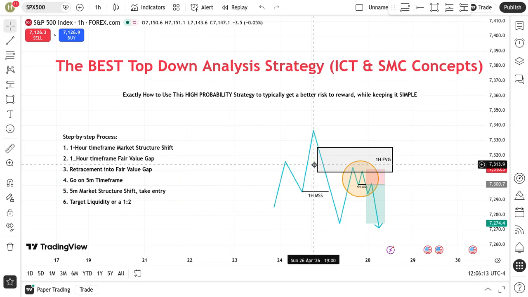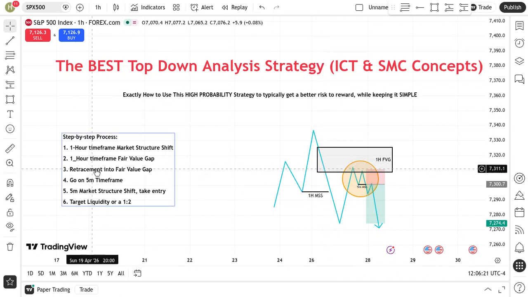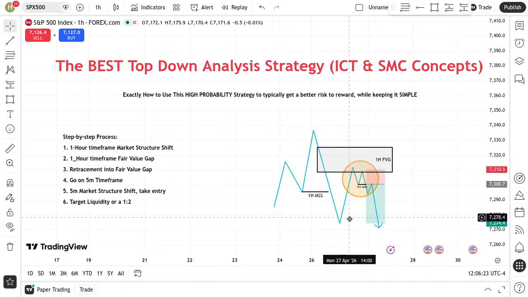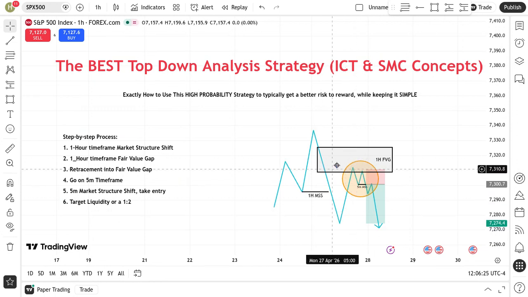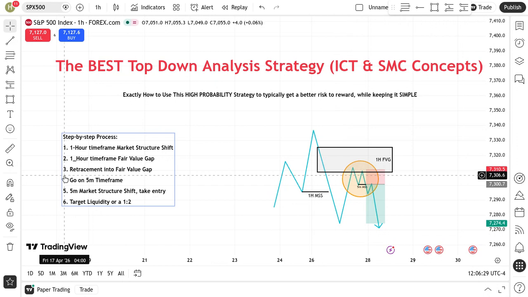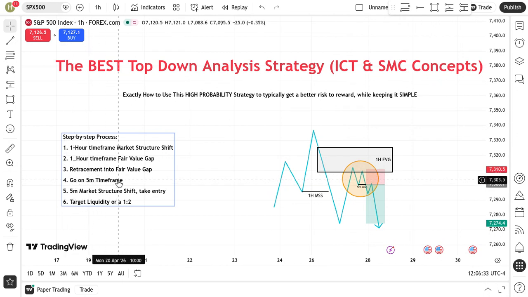If you see here, after the market structure shift, we look for a fair value gap to form or one that's already formed, and we look for the third step, which is a retracement into the fair value gap. So we look for price to retrace into that gap. Once we retrace into this gap, we drop down to the 5 minute time frame, which is the fourth step.